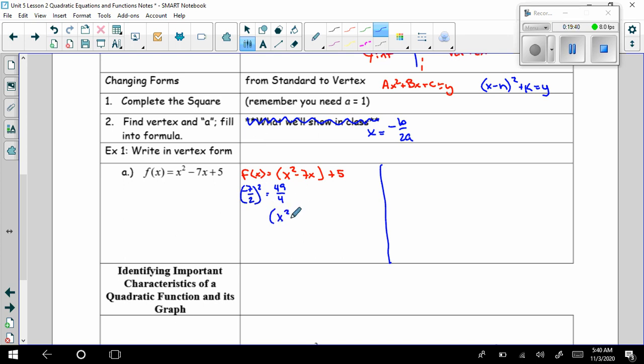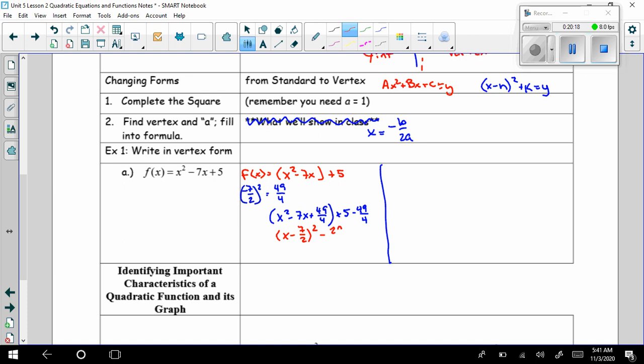Now we have x squared minus 7x plus 49 over 4. Well, because we're adding that in, we need to then subtract it off the back side. So it's as if we have not actually added anything. So we still haven't changed the value of this equation, but we have made it to where we can rewrite this as x minus 7 over 2 quantity squared. All right.